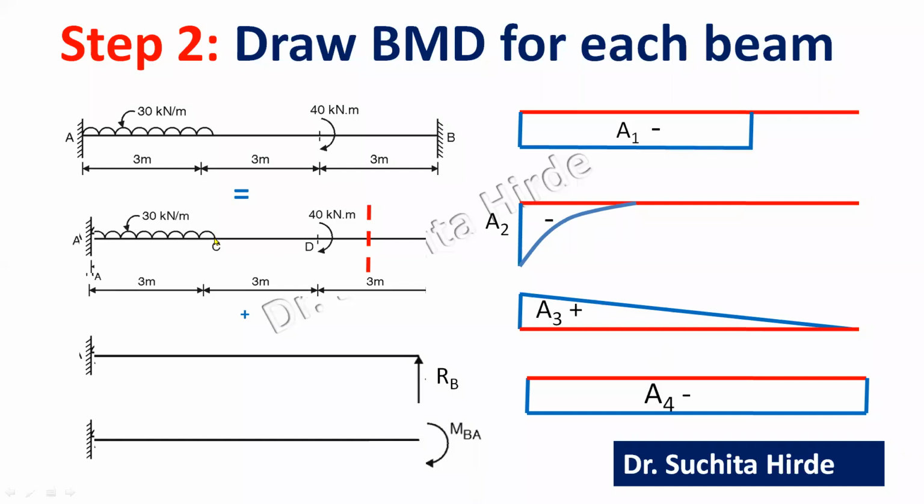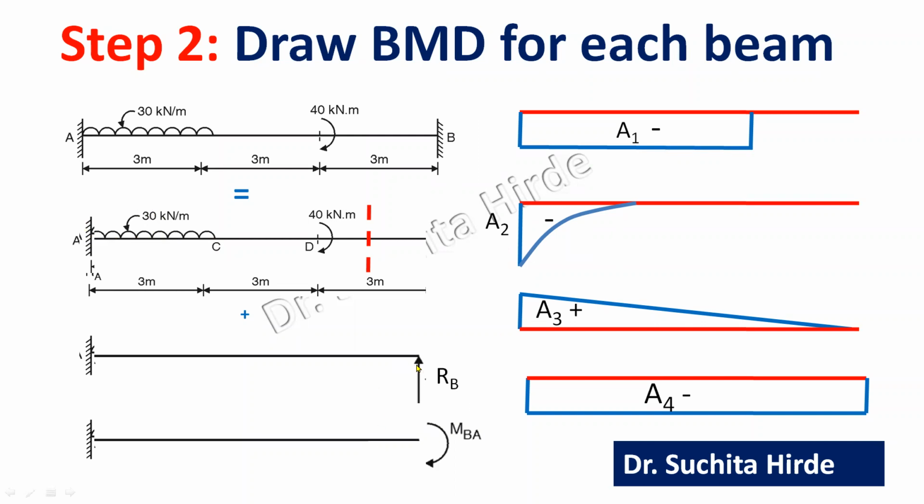Then bending moment at C is 0. And if you calculate bending moment at A, what is bending moment at A due to this 30 kilonewton meter? It is load, that is 30 into 3. It will act at 1.5 meter from A. So 30 into 3 into 1.5 will be this ordinate.